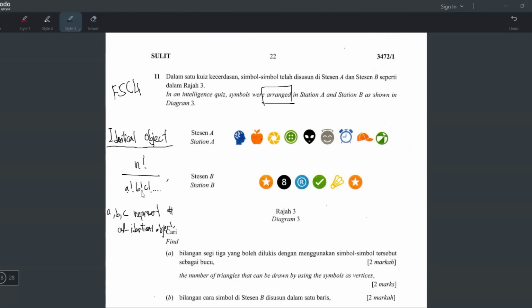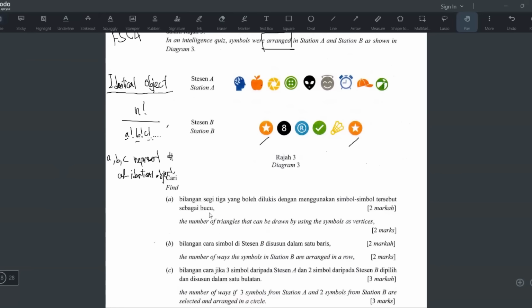Tapi kenapa ada A, B, C? Because maybe bukan satu saja yang identical. Maybe ada 2 set yang identical. Like contoh, maybe the badminton symbol pun ada 2 kali, or 3 kali. Then you kena ada A, B, C macam tu lah. Okay, but for this case, only the star saja lah yang repeat.